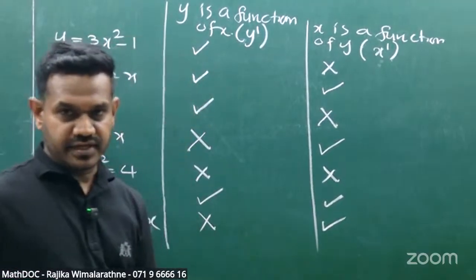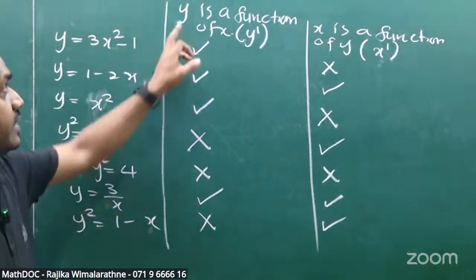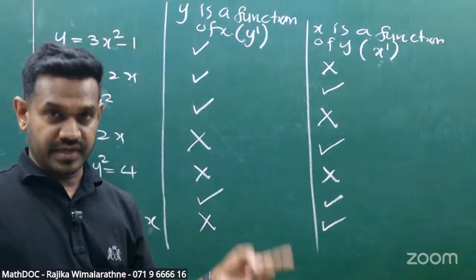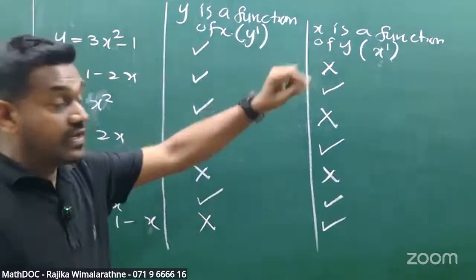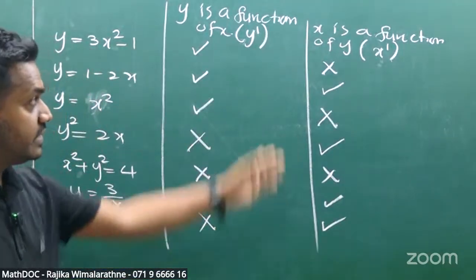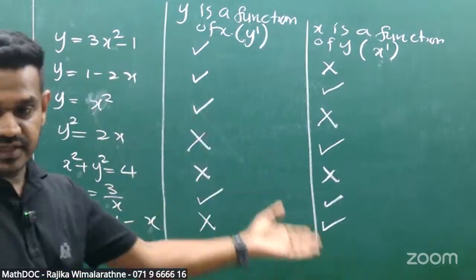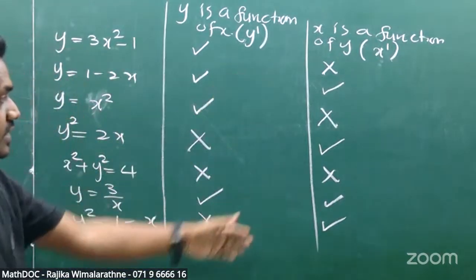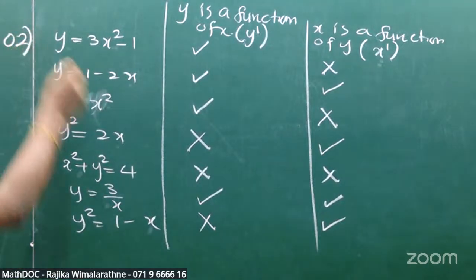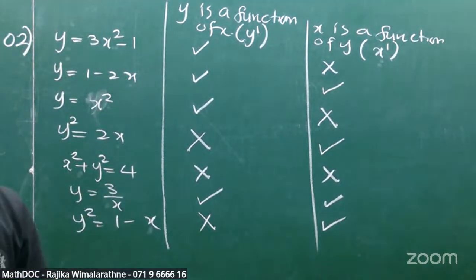So that's how we identify. If y is a function of x, then there must be a y to the power 1 relation. If x is a function of y, there must be an x to the power 1 relation. That's how we identify whether it is a function. Okay, check and complete. That is question number 2.